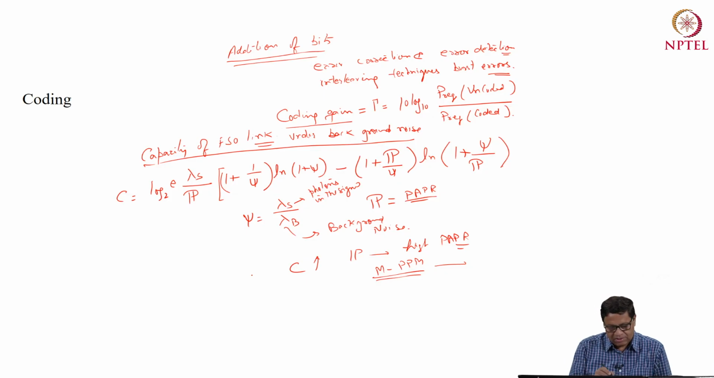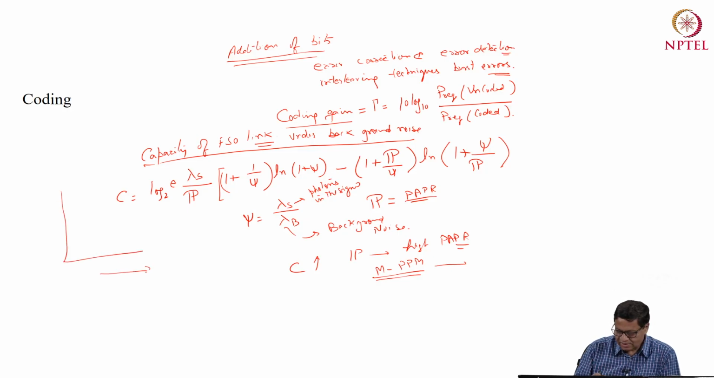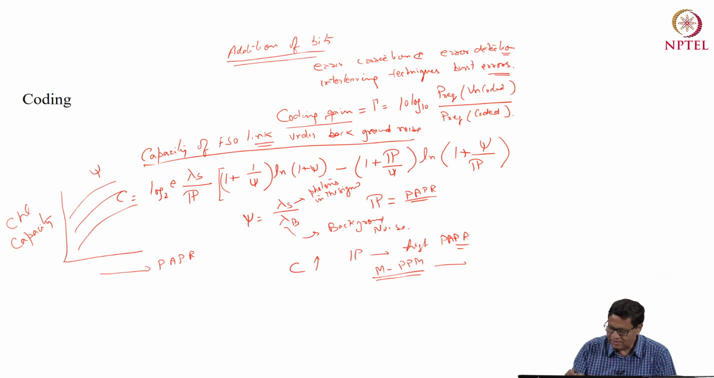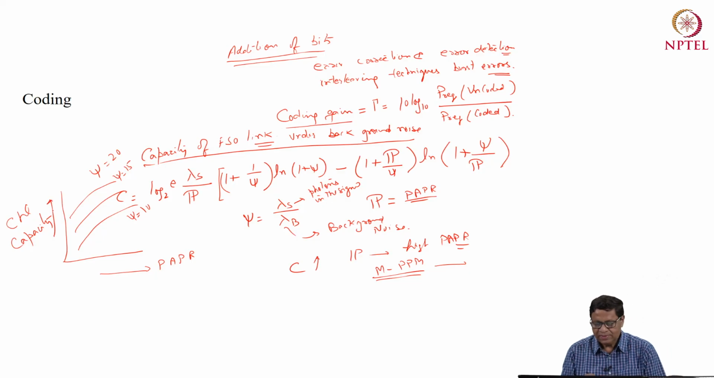If I plot, for example, in this case, this is PAPR, and this side is channel capacity. It will be something like this for different values of psi, where psi is lambda s by lambda b. So this psi is equal to 20, this psi is equal to 15, and this psi is equal to 10. As your PAPR increases, there is an improvement in the channel capacity as given by this formula, plotted here in this graph. That is the main motivation for using multi-level or multi-pulse position modulation techniques for FSO communication.